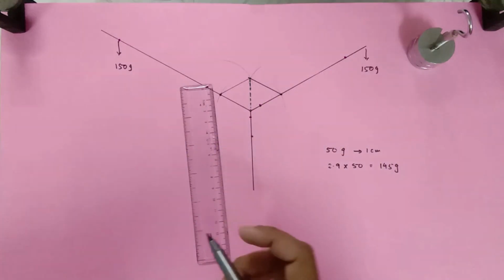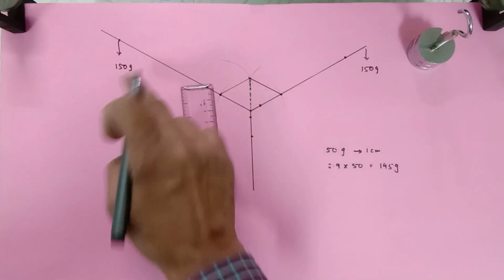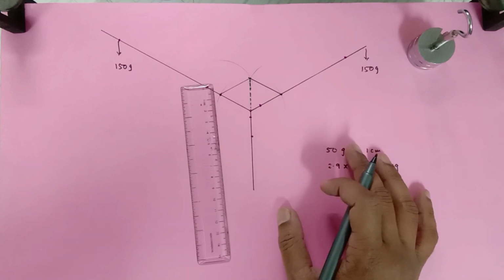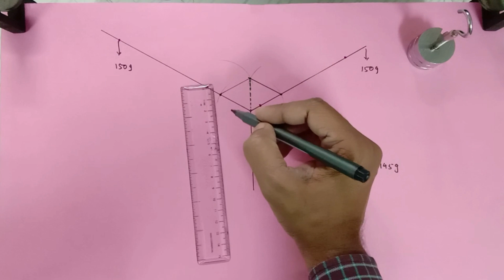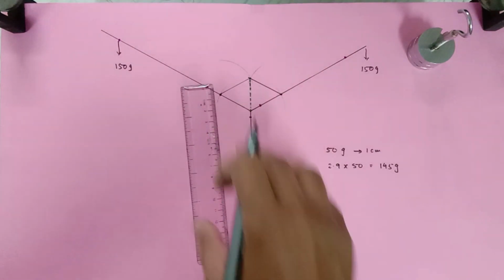So in this entire experiment, even if these two weights are not the same, then also the experiment will go very smoothly. And this is a parallelogram, and by constructing the parallelogram we are doing this experiment.